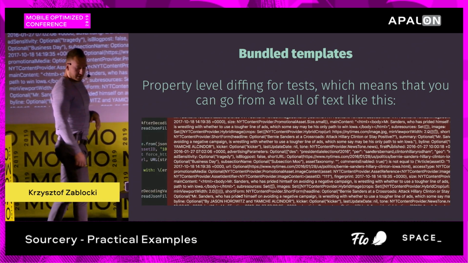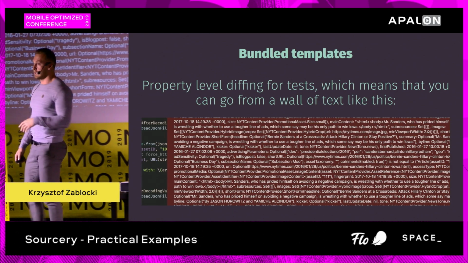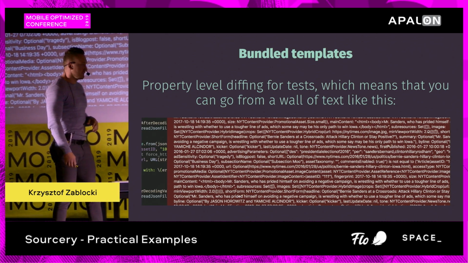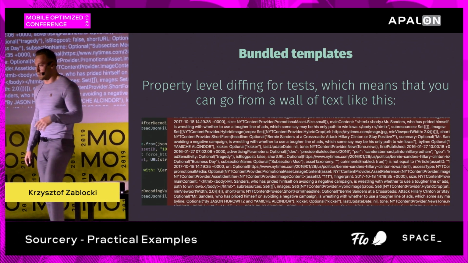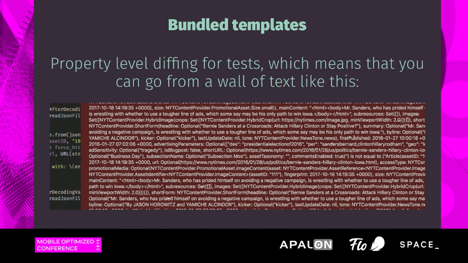Property level diffing basically means when you do TDD and you try to compare two objects, or even worse, if you try to compare an array or a sequence of objects, this is how Xcode tells you something is wrong. Very useful. Obviously, in a second you can see what's wrong in your test and you understand it.